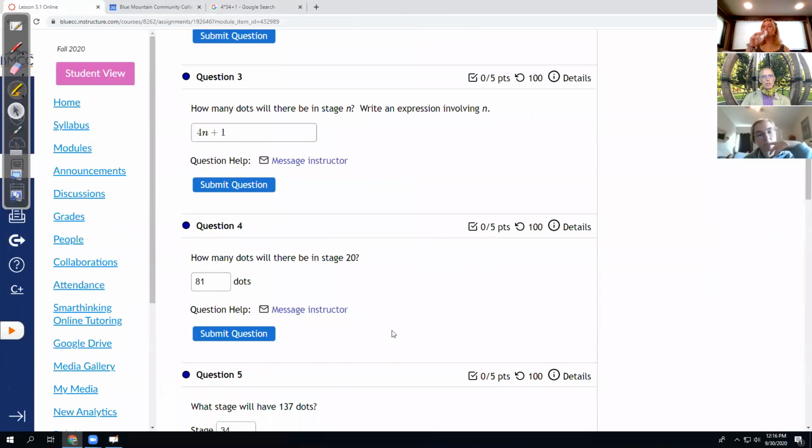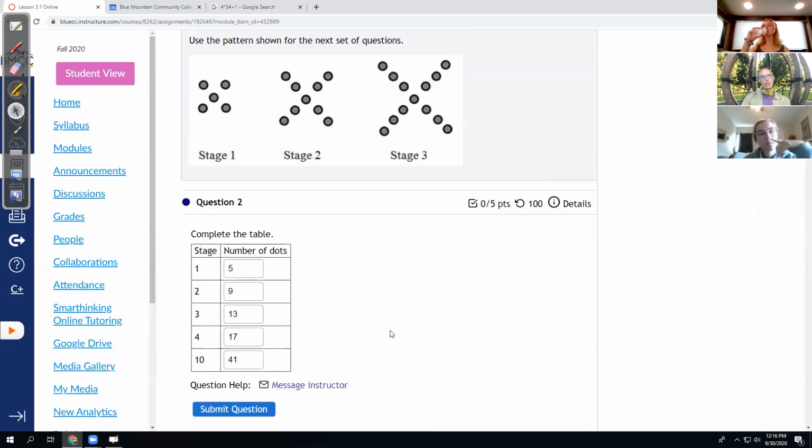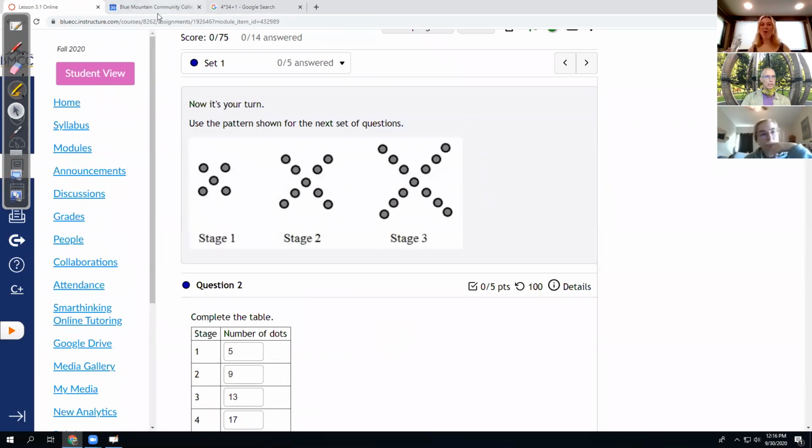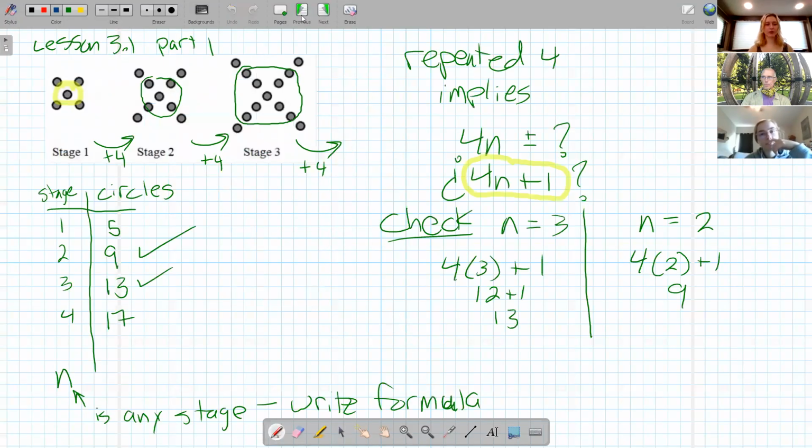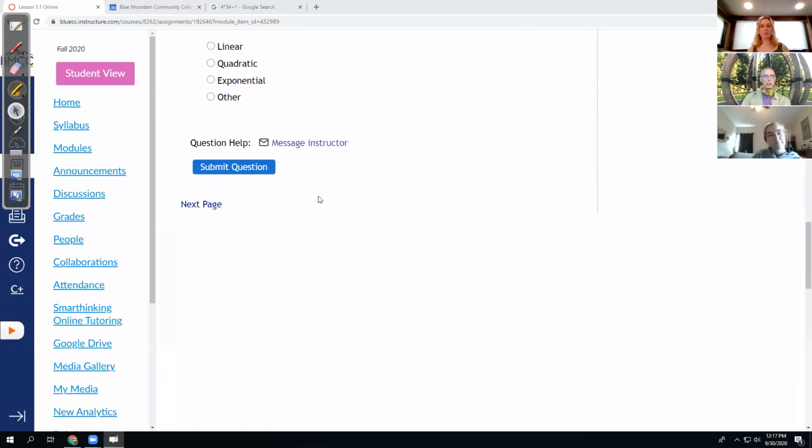And what kind of pattern is this? Linear, quadratic? Anyone? Linear, yeah. And it's linear because, a couple ways to think about it. I'm adding the same number repeatedly, so that 4 is my slope. And if I were to try to plot these points right here, they would line up very nicely. And we'll do a plot question later. So this should be linear.